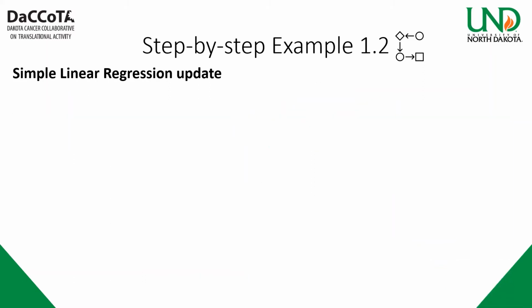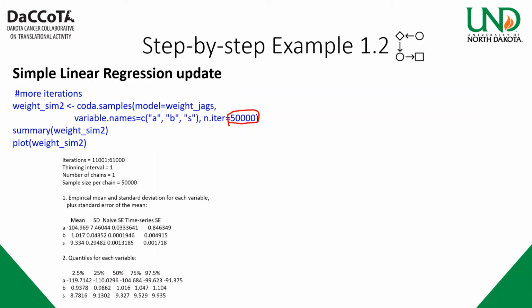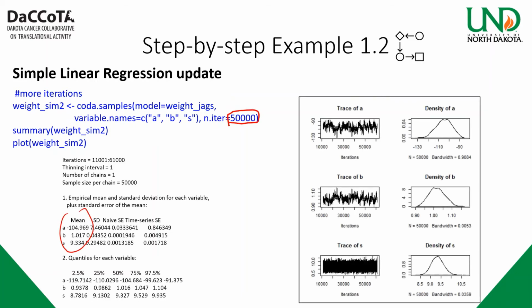So what if we want to update it and increase our iterations? We can just change that here, do the same sort of thing. Pretty similar outcome, but these traces A and B are starting to look a little better. And then the densities, still pretty broad, but I think that's what we can work with here.